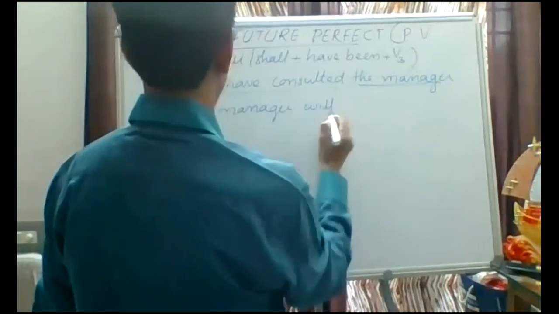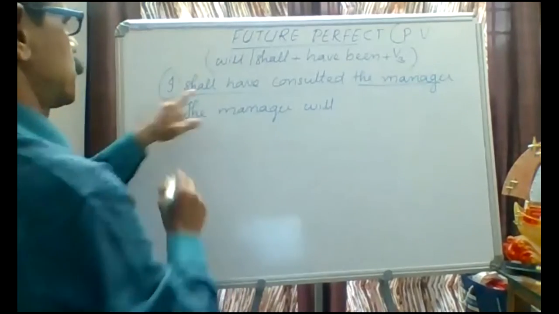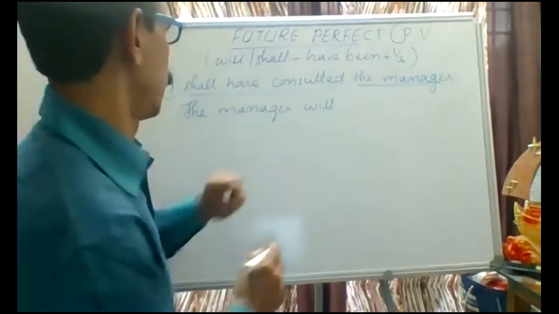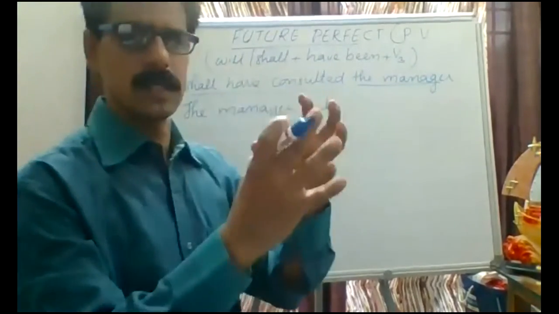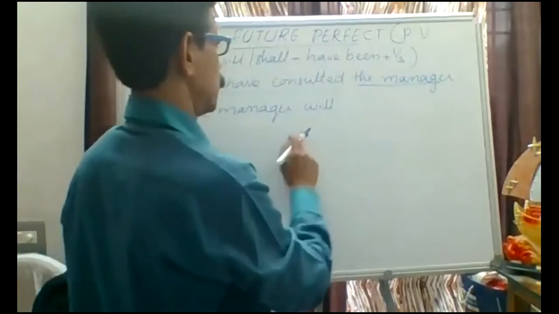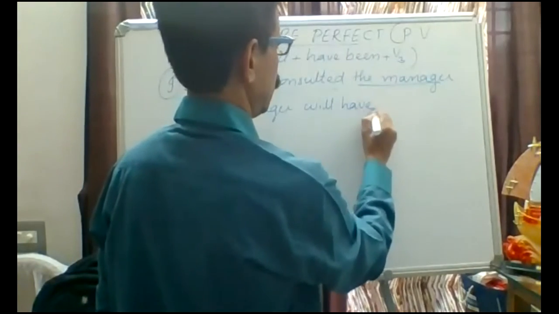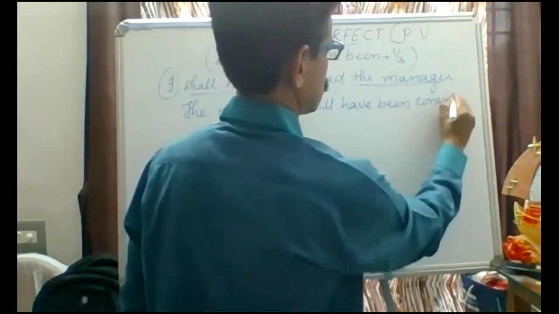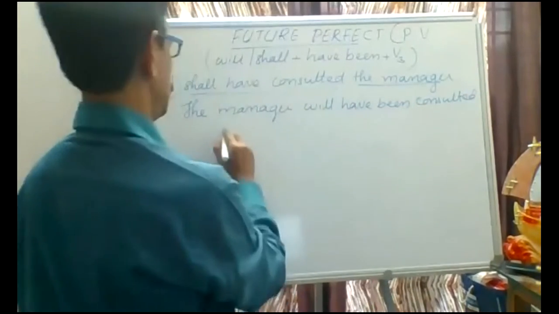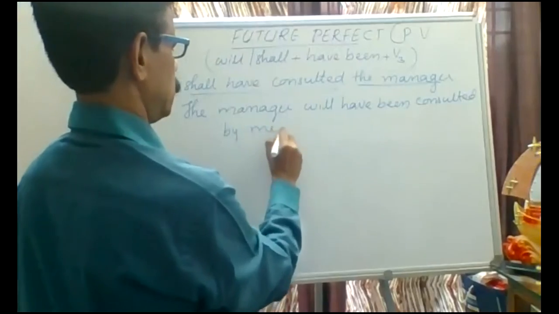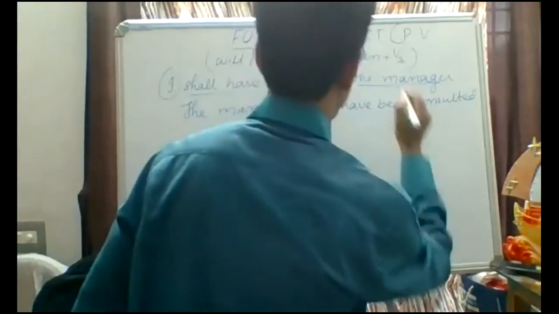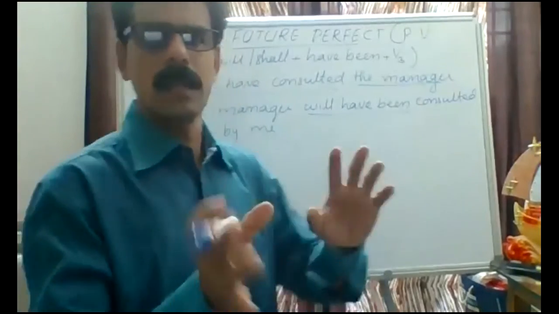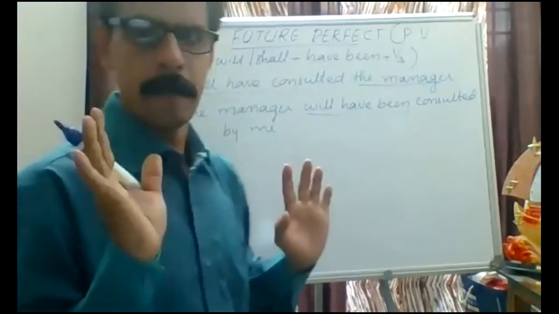will, not shall, because here shall is used for the first person, I. The manager is a third person. We can use will. Will or shall, two are given in this; anyone you can use. The manager will have been consulted by me. This is the answer. So here will have been is used. In the first sentence, you see in the future perfect, there is no been. But in passive construction, there is been. Okay? This is the difference.